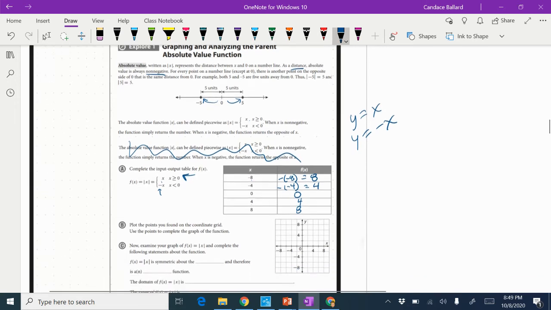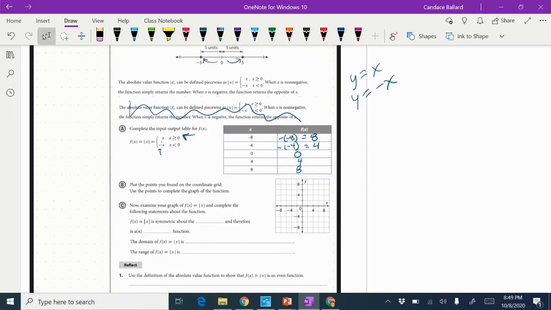So now we're going to take these points and plot them on this graph. We're going to go out -8. Notice the graph is scaled by 2's, and up 8. We're going to go out -4 and up 4. We're going to go out 0 and up 0. We're going to go out 4 and up 4. We're going to go out 8 and up 8. And then we're going to draw a graph. Notice, absolute value makes a V, just like the V for value.